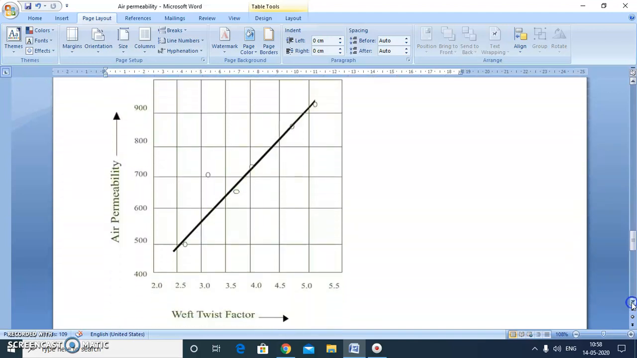One more factor which we consider, that is the effect of twist factor on air permeability. Effect of twist factor of weft or warp on the air permeability. As we increase twist factor, we have already discussed that if we increase twist factor, the diameter of the yarn decreases. So the amount of interstitials in the fabric will increase. So air permeability will increase with increase in weft twist factor.